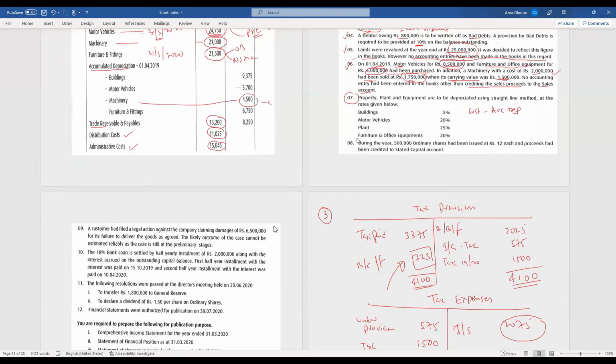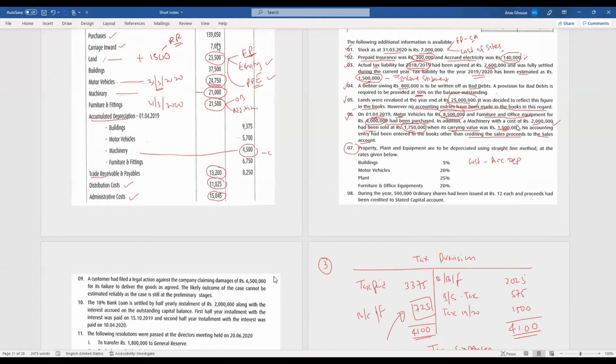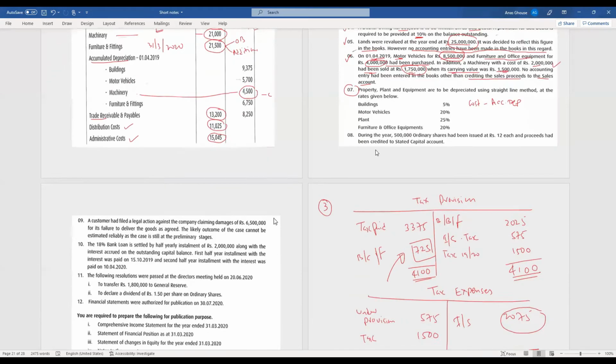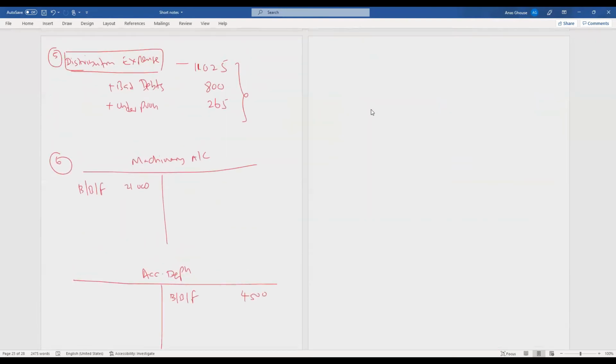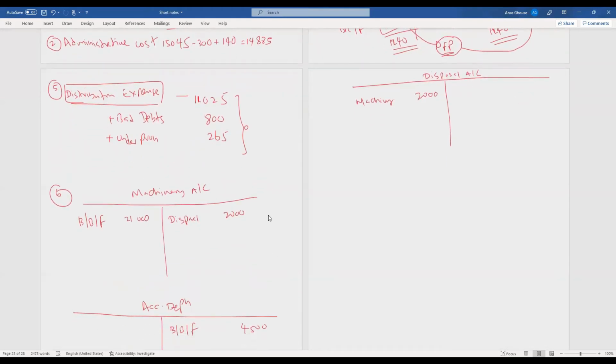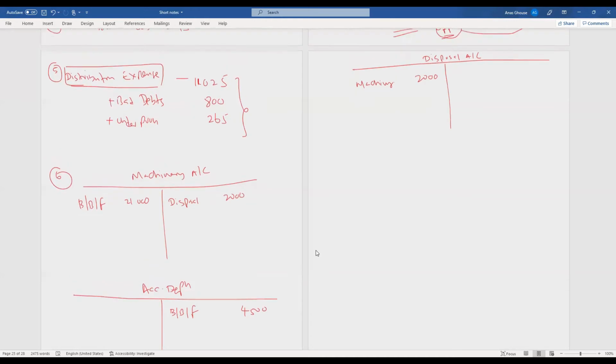Now, what it says is, in addition, machinery worth cost 2 million had been sold. Therefore, we'll have to open a disposal account at the same time to calculate the profit. So this is the disposal account. The 2 million had been sold, so this will be transferred to the disposal account, 2 million. This is the machinery. Now, to calculate the carrying value, you need to transfer it from the accumulated depreciation.